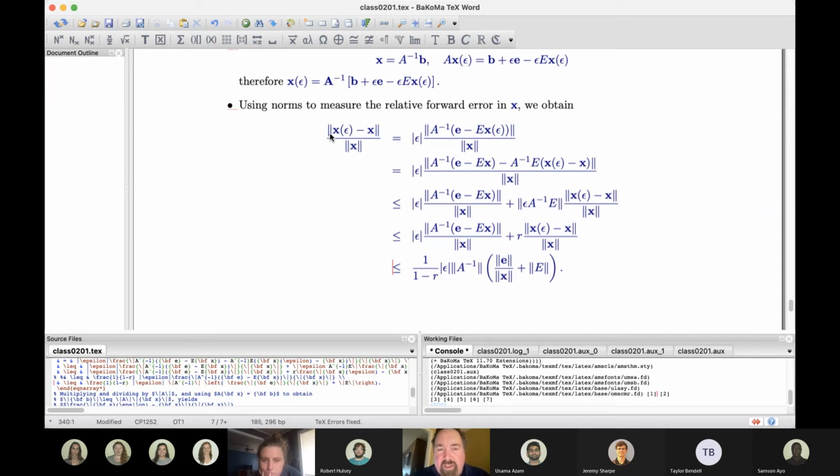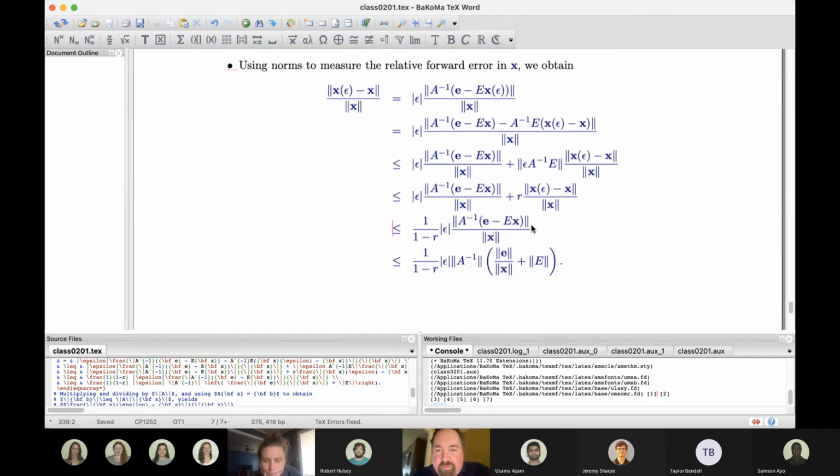Now what I can do next is take this term, which is the same as this except for a factor of R, and move it to the other side. Then I can divide both sides by 1 minus R, and that's going to give me this. Now I break this up by the triangle inequality. The norm of A inverse is pulled out by the submultiplicative property, norm of E over norm of X. And in the same thing over here, the norms of X cancel out, and I just have the norm of capital E.